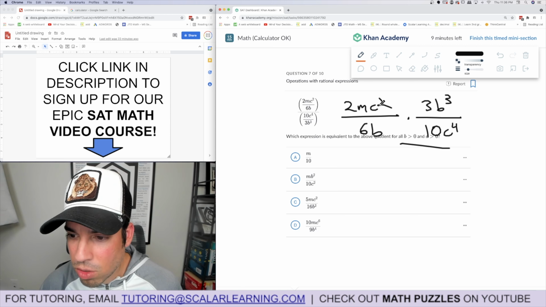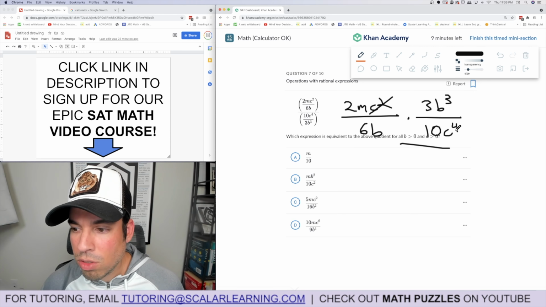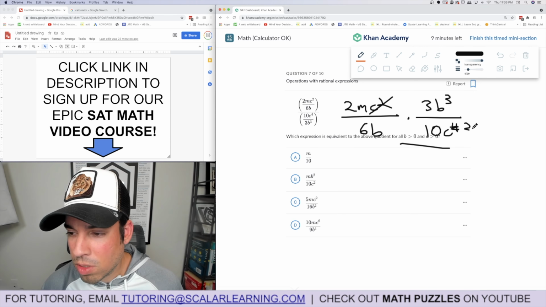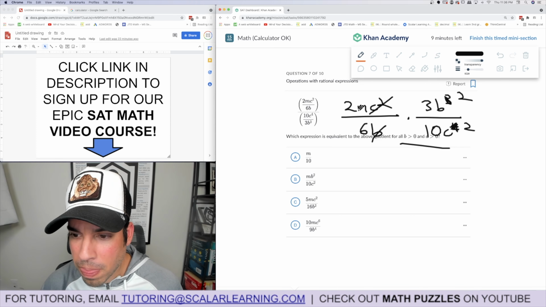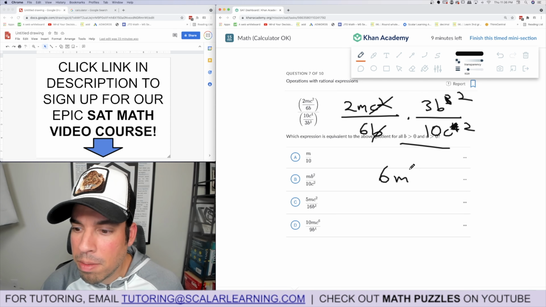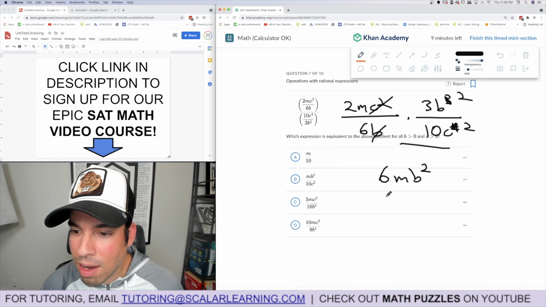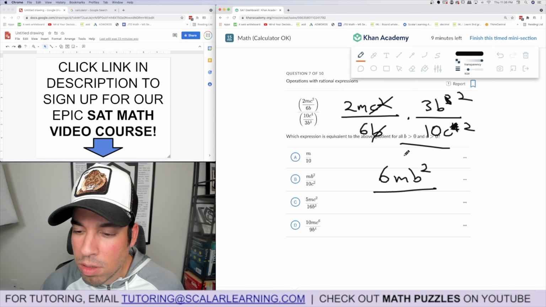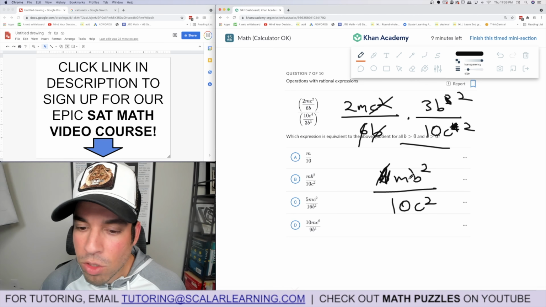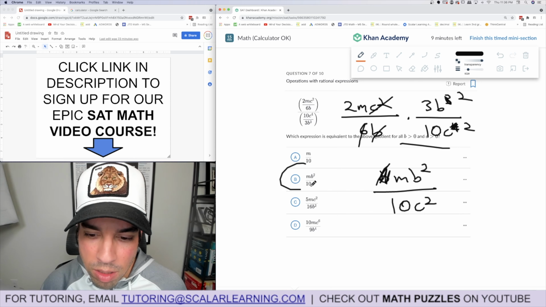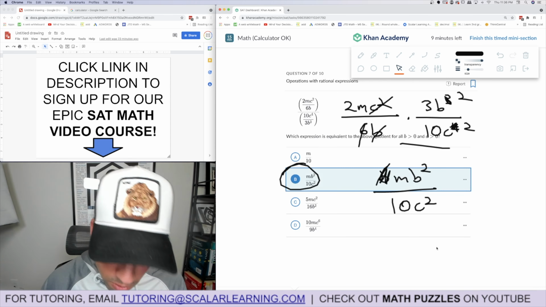And then let's see if we can cancel stuff out. So that cancels out with this. So c squared, and that c to the fourth, 2 of them cancel out c squared. The b cancels out. This becomes a 2. Okay, so then I have 6mb squared on top over, actually, wait, the 6 and this cancel out. 10c squared on the bottom. So mb squared over 10c squared. B is the winner. Done.